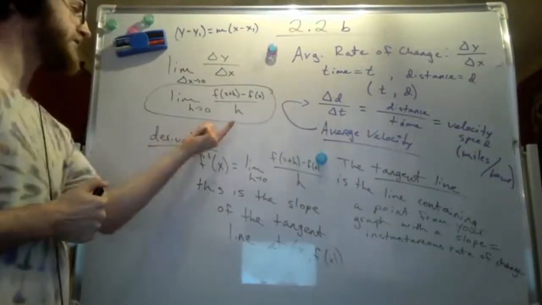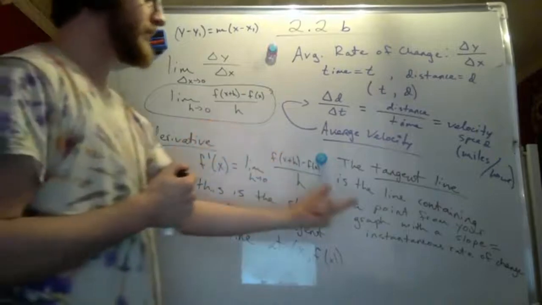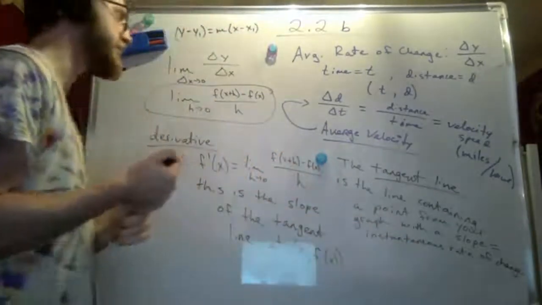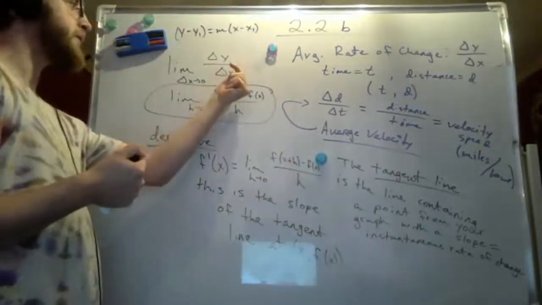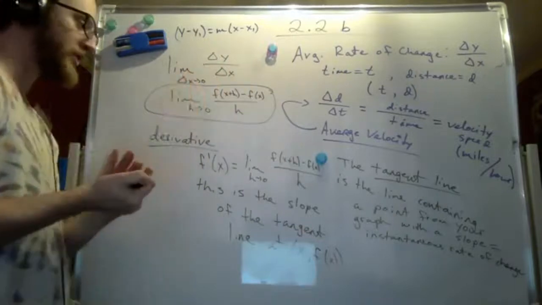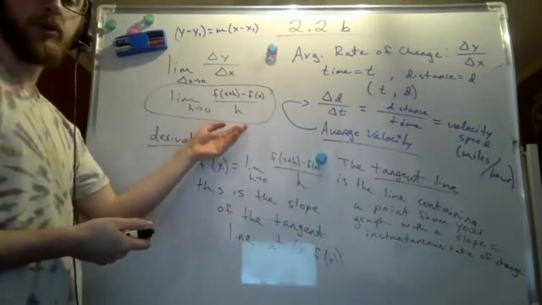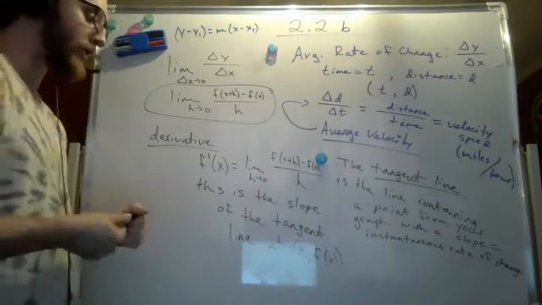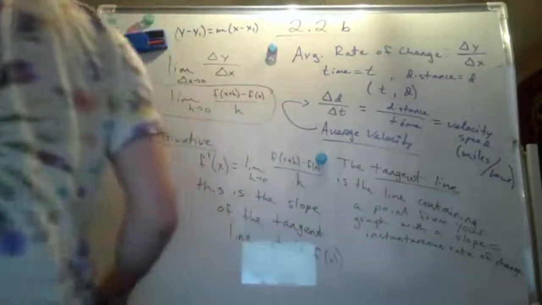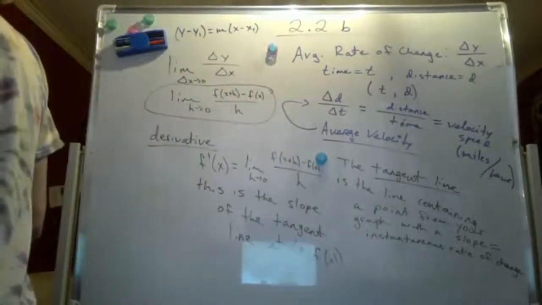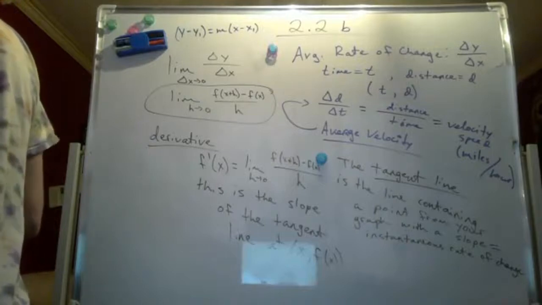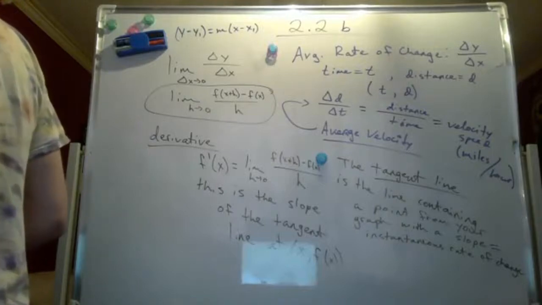It is using this limit definition based on this idea of instantaneous rate of change: delta y divided by delta x as delta x goes to 0. And so this is what we're going to use to calculate our derivatives. So, okay, that's all fine and good, but let's actually see an example so we know how to work through these problems.